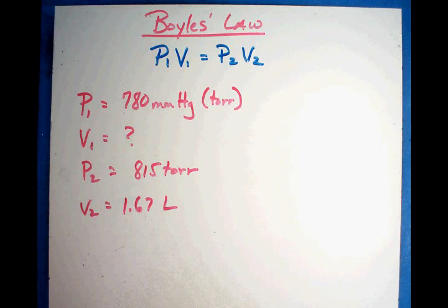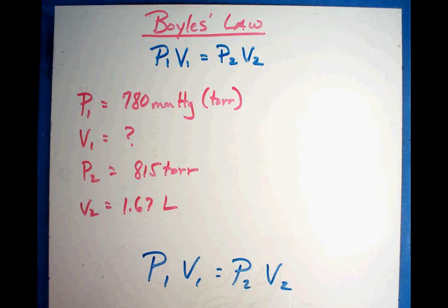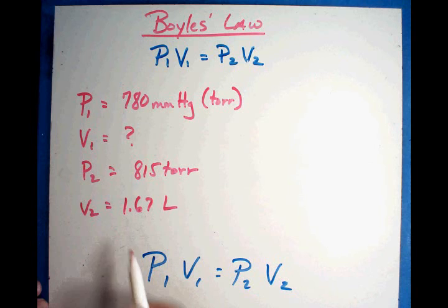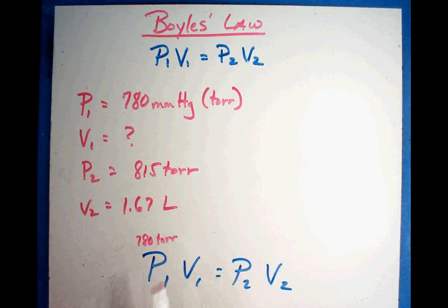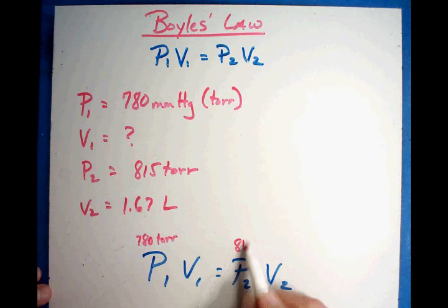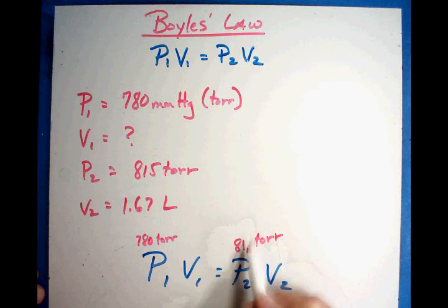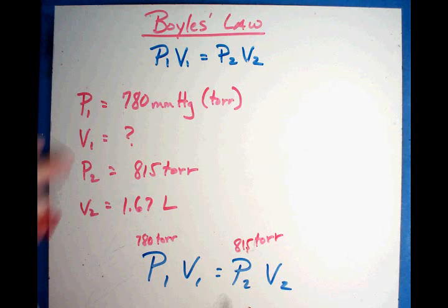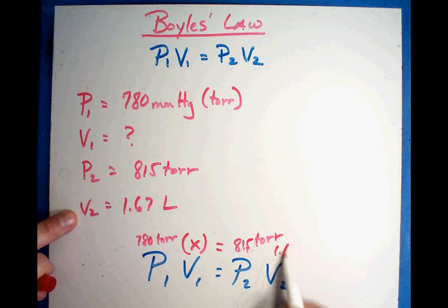All right, remember, start with your formula. P1 V1 equals P2 V2, and you should be copying all of these problems with me to make sure you've got it. A gas has a pressure of 780 torr. I can write torr, it's the same thing as millimeters of mercury. Notice they match. So this is going to be 815 torr. Fix that real quick. 815 torr. What is volume 1? When the other volume is 1.67 liters.